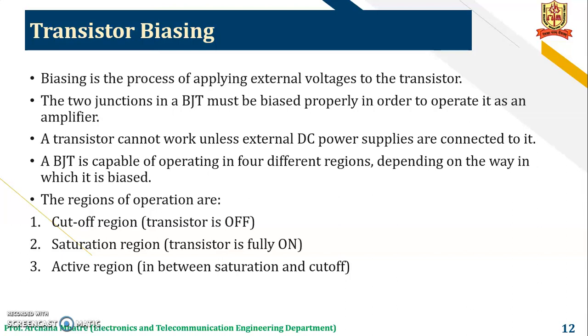A BJT is capable of operating in different regions depending on the way in which it is biased. The regions of operation are cutoff region when the transistor is off, saturation region when the transistor is fully on, and third, active region in between the saturation and cutoff region.